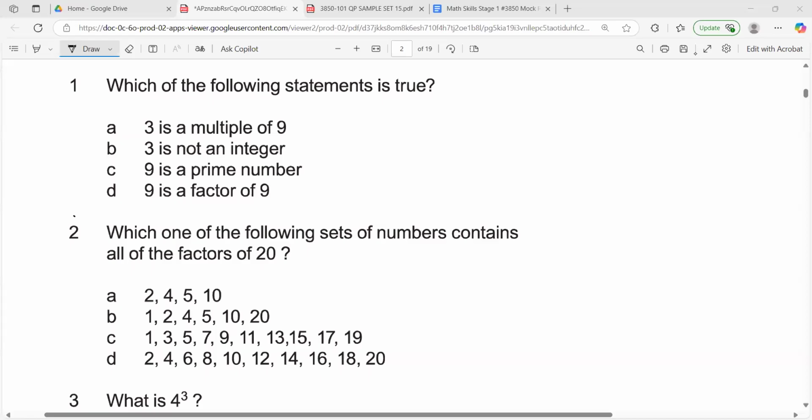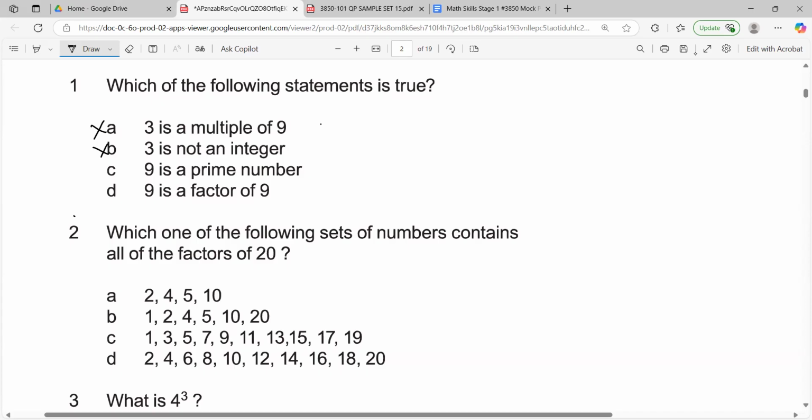Right. It says, which of the following statements is true? 3 is a multiple of 9. That is not true. 9 is a multiple of 3. So that one is wrong. 3 is not an integer. 3 is actually an integer.